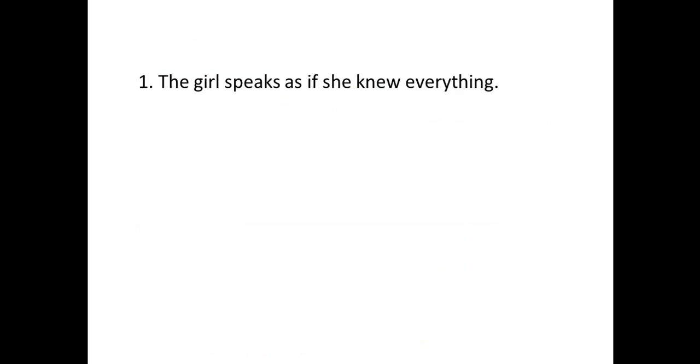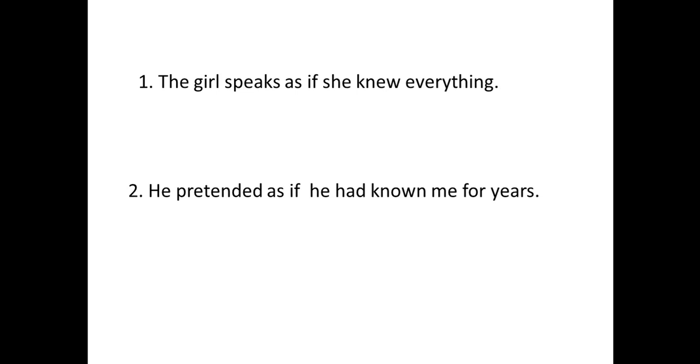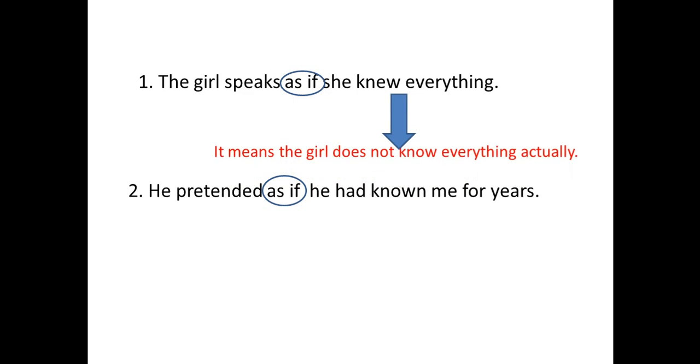So, some more examples. The girl speaks as if she knew everything. He pretended as if he had known me for years. So for having a structure, we need to look at the conjunction. This is "as if". So the message of this type is different from how they look.